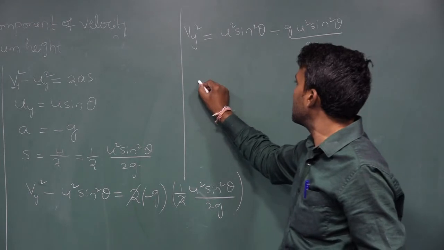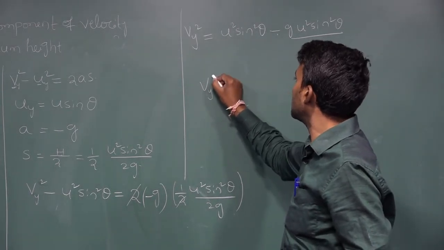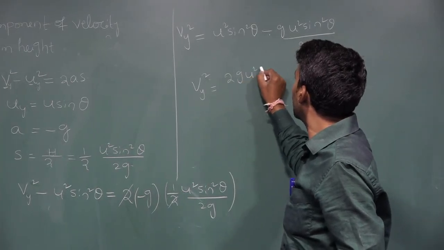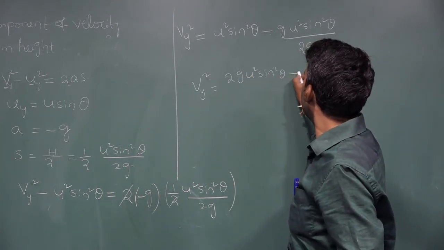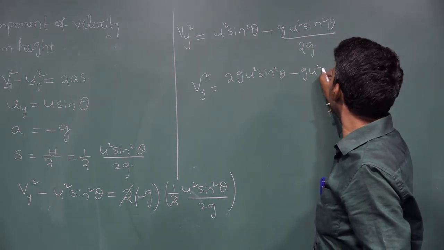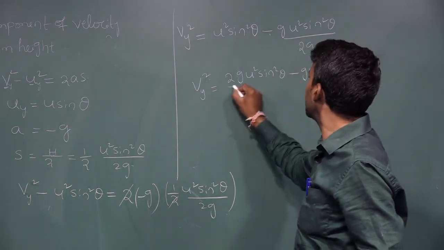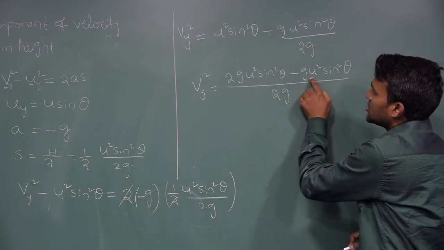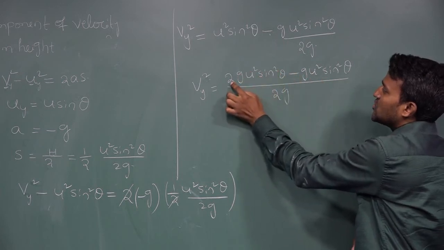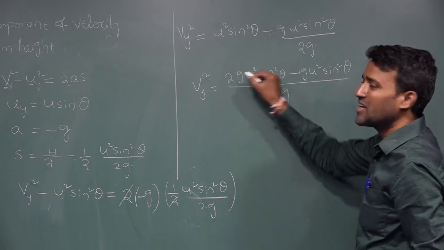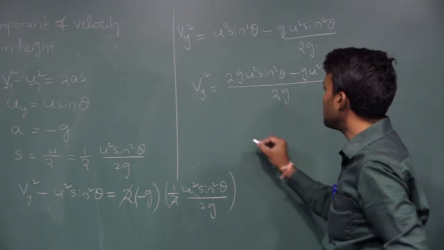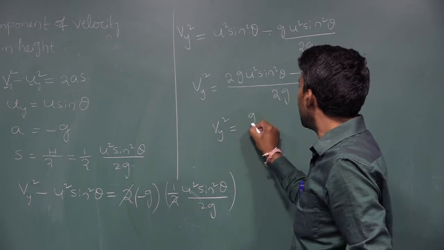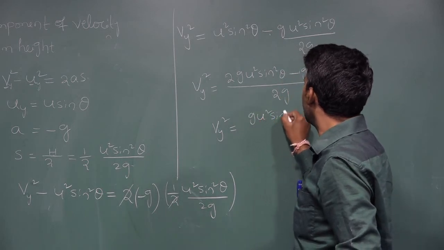Now what is the LCM here? 2g is the LCM. vy square is equal to 2g u square sin square theta minus g u square sin square theta, divided by 2g. See here, g u square sin square theta and g u square sin square theta are the same, but here a 2 is there and here it is 1. If you take 2 minus 1, it is 1.